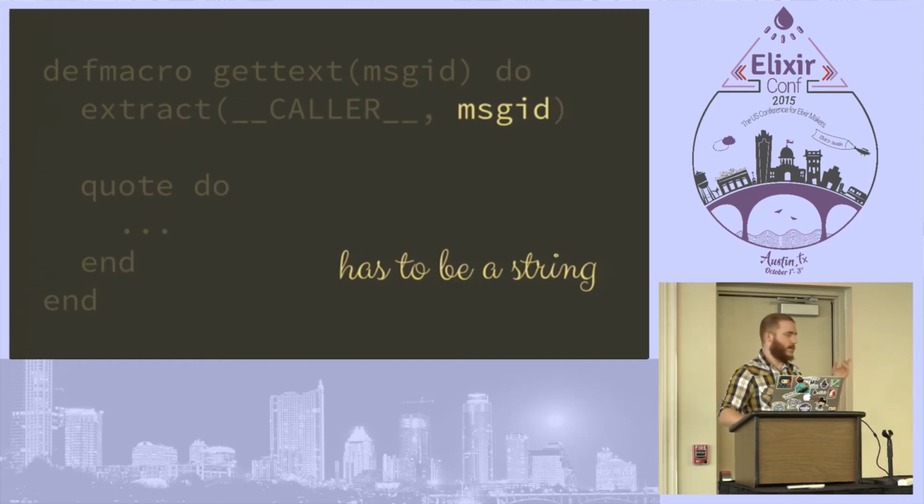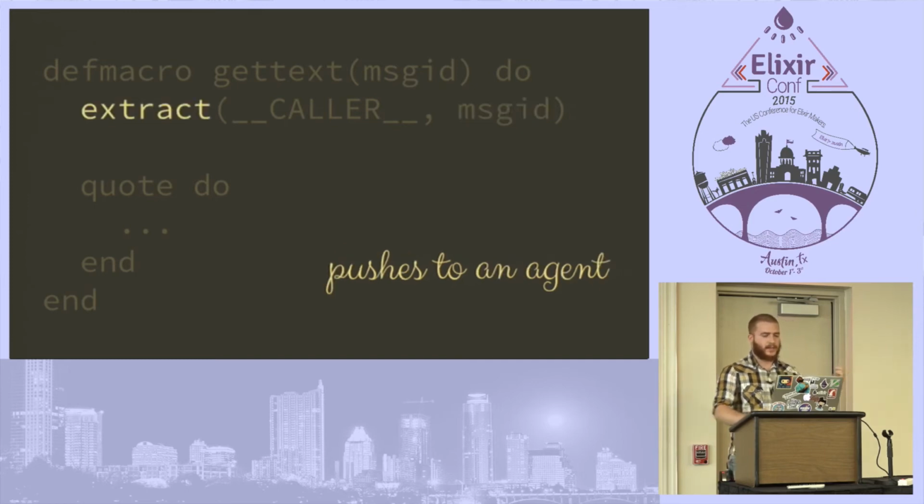But Gettext also supports dynamic translations, but it doesn't support extracting those translations, obviously, because you don't know what they're going to be until runtime, right? And so basically what extract does is it pushes to an agent. So I know I said no processes, but this is the only one. And so the translation is pushed to an agent that runs during compilation, right?